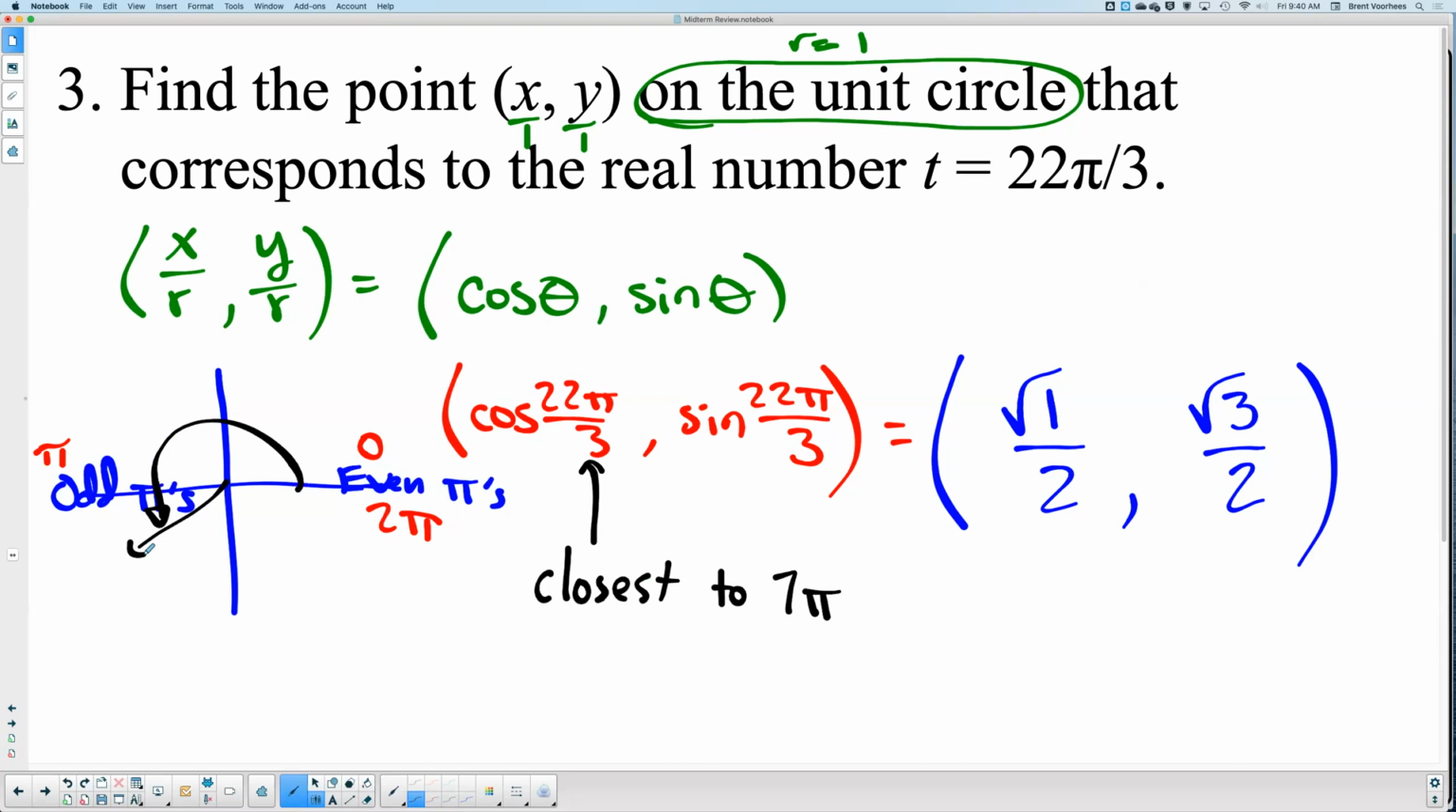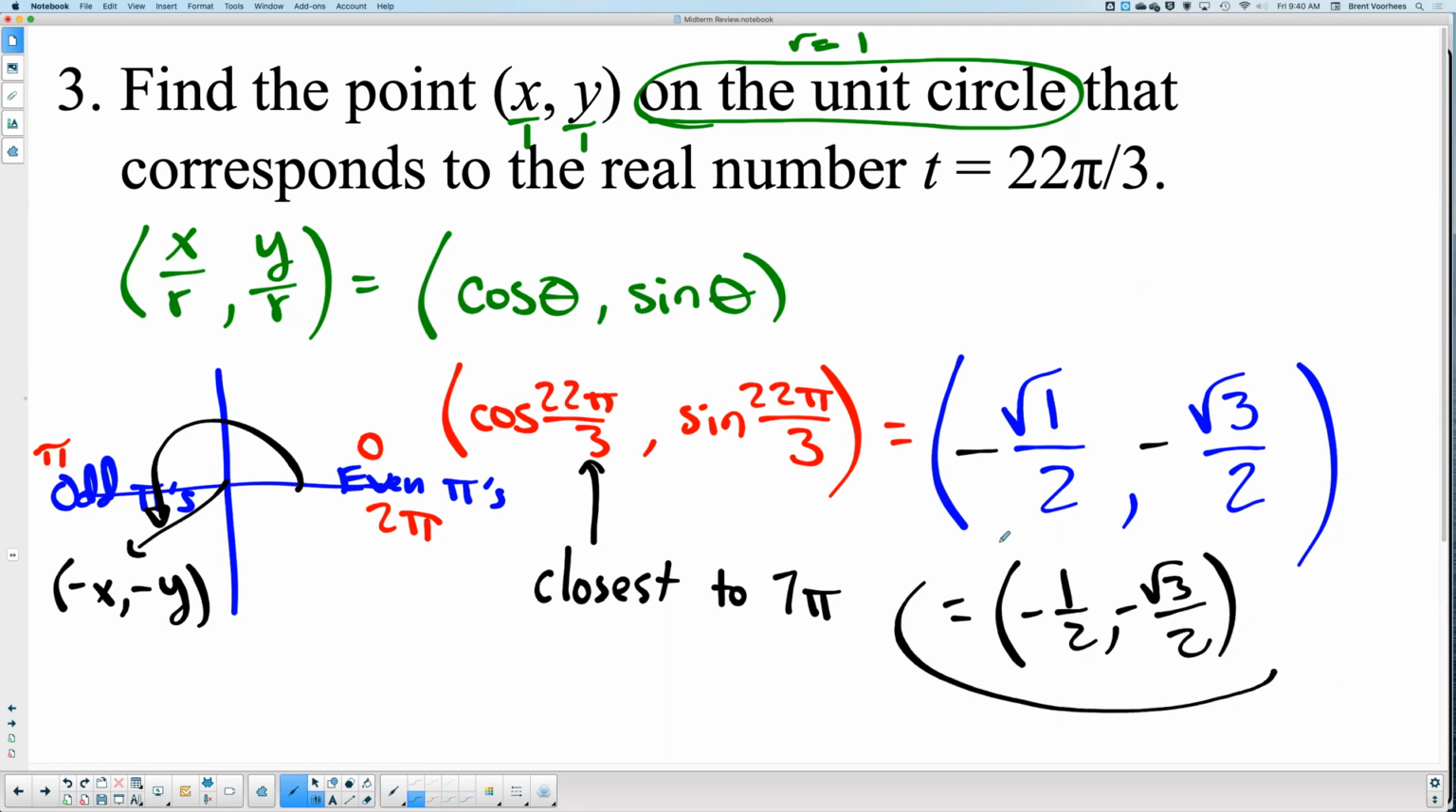So tell me about the x's there. X's are negative. What can you tell me about the y? They're also negative. Now, can I simplify either one of those terms? Yeah. Negative 1/2, negative square root 3 over 2. There it is.